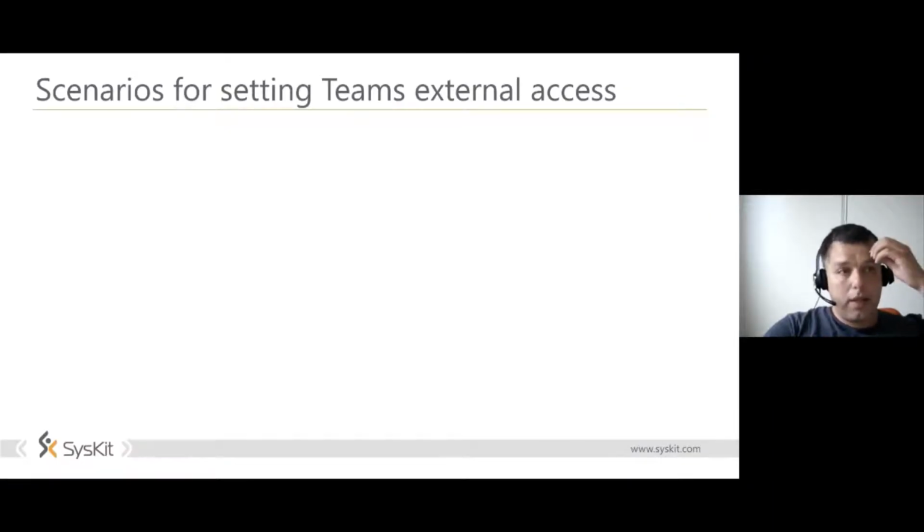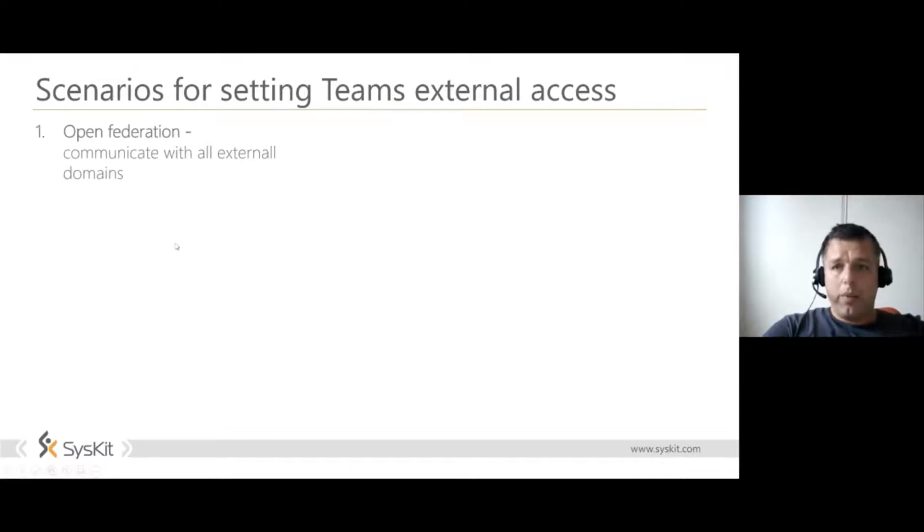Scenarios for setting Teams external access. So we have Open Federation. This is the default setting that we all receive in Teams, and it lets people in your organization find, call, chat, and set up meetings with people outside your organization in any domain. So in this scenario, your users can communicate with all external domains. And if they are running Teams or, for example, Skype for Business, they're using Open Federation, and their domain is added to their allow list.